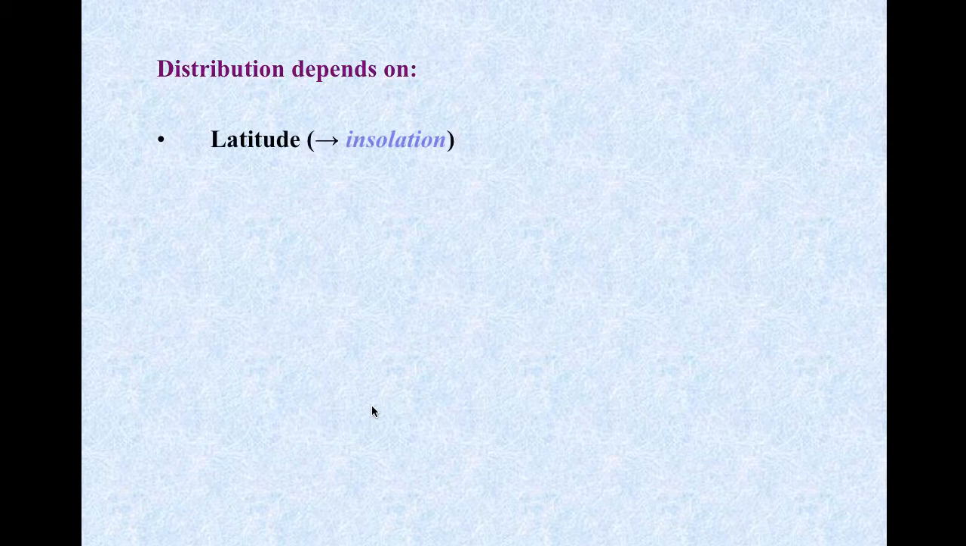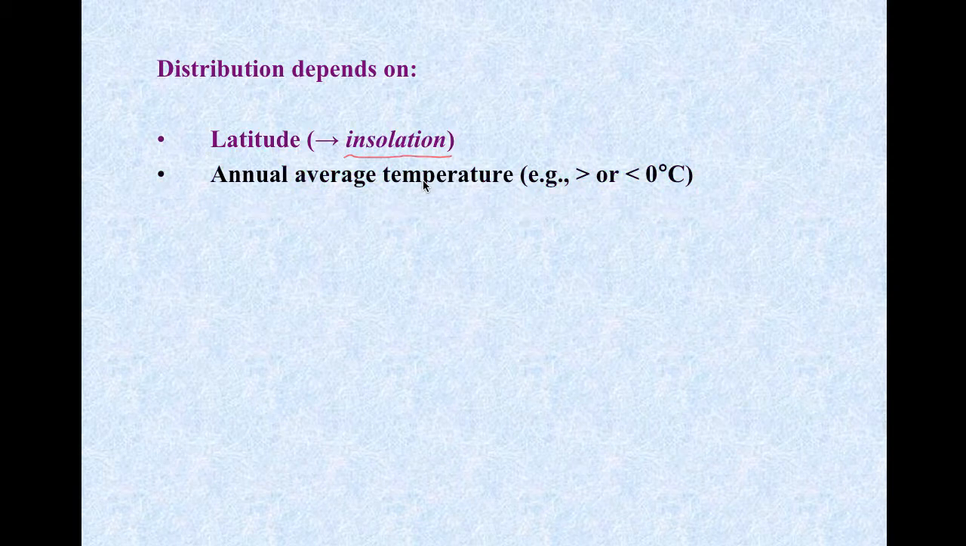The first one we might think about is latitude. Latitude matters because of something called insolation. It's not the same as insulation, it's insolation. Insolation refers to incoming sunlight. That's something we'll be looking at more in some later chapters. We could think about the resulting average temperature.